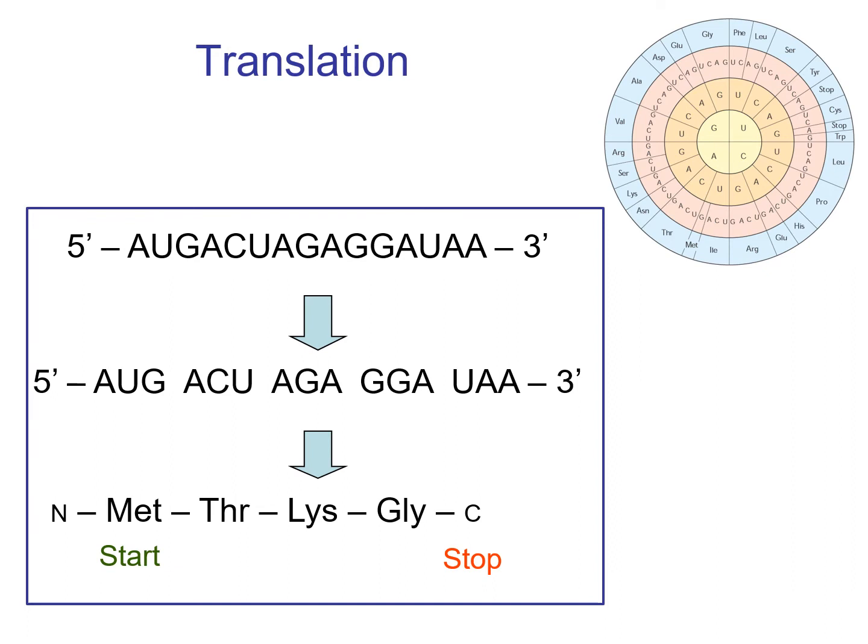Note that we have an N and a C there. That's the N and C terminus of the protein. So if you know the code and you know how the code is arranged, the 5' and 3' refer to specific carbons that are found at the end of the nucleic acid. Again, don't worry about that.